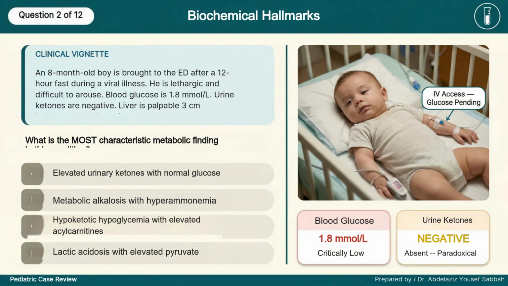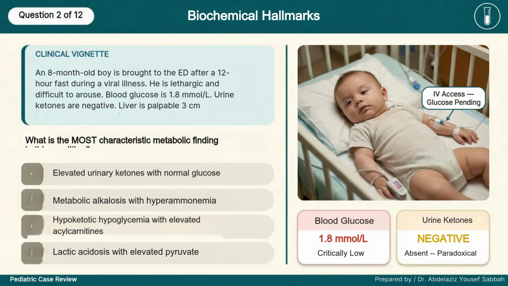Case 2. An 8-month-old boy is brought to the emergency department after a 12-hour fast during a viral illness. He is lethargic and difficult to arouse. Blood glucose is 1.8 millimoles per liter. Urine ketones are negative. Liver is palpable 3 centimeters below the costal margin. What is the most characteristic metabolic finding in this condition?